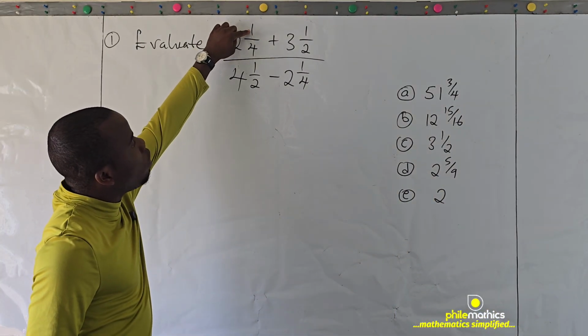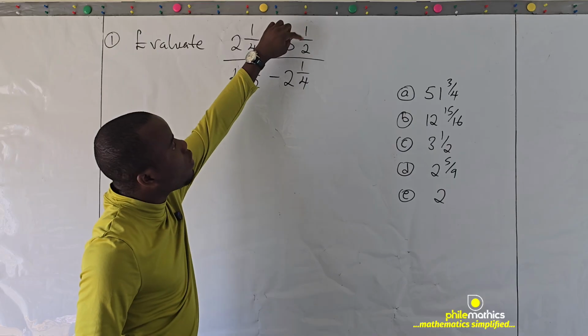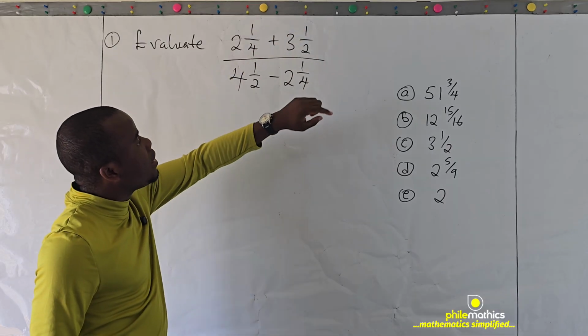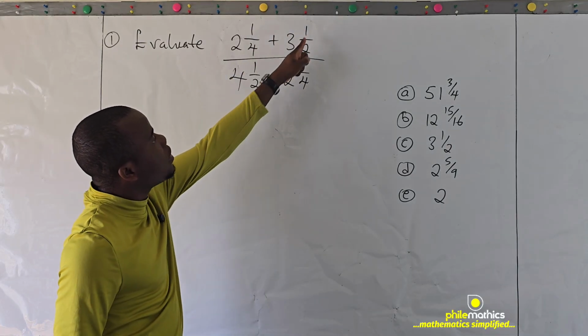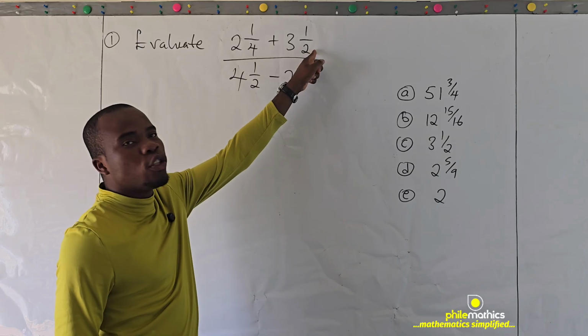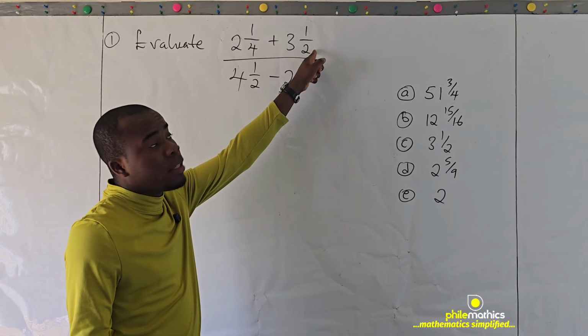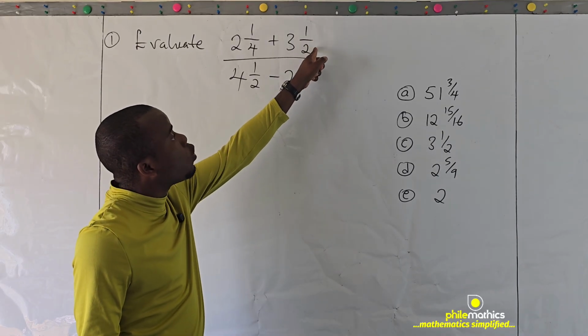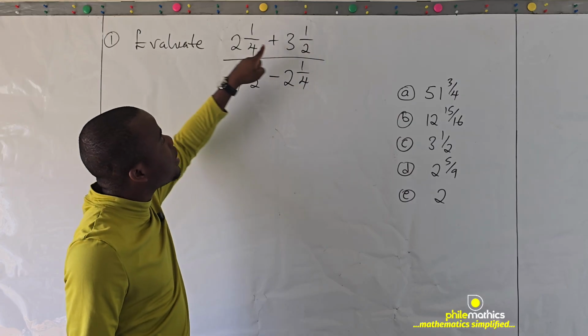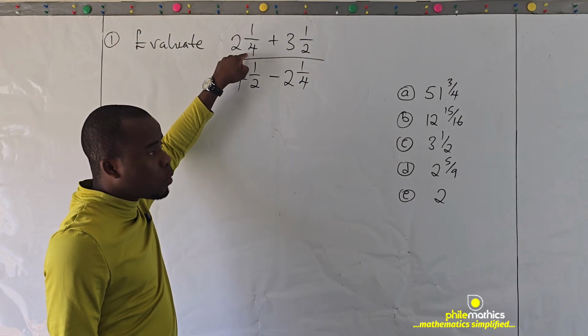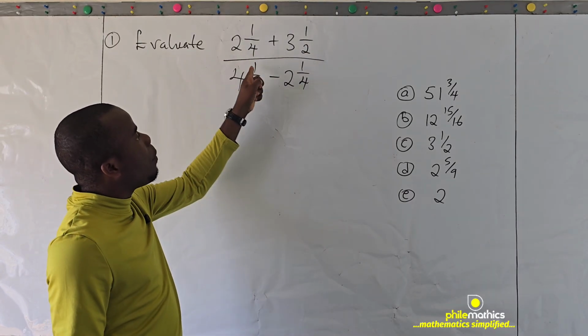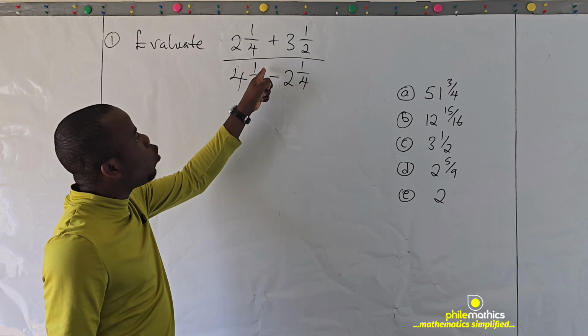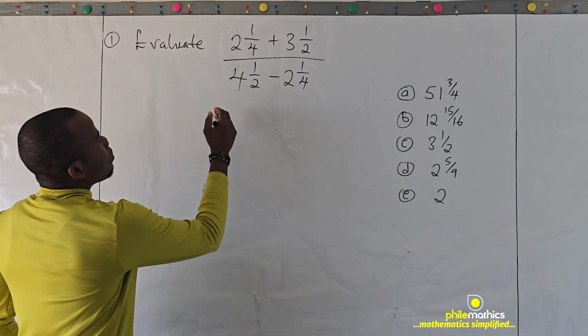Since this is 1 over 4 and since this is 1 over 2, I can easily multiply this by 2 over 2. I didn't change anything. So this will be 2 over 4, just so it will look the same with this. You get what I'm saying? The same thing here, I can multiply this by 2 over 2. Just watch what I'm saying.